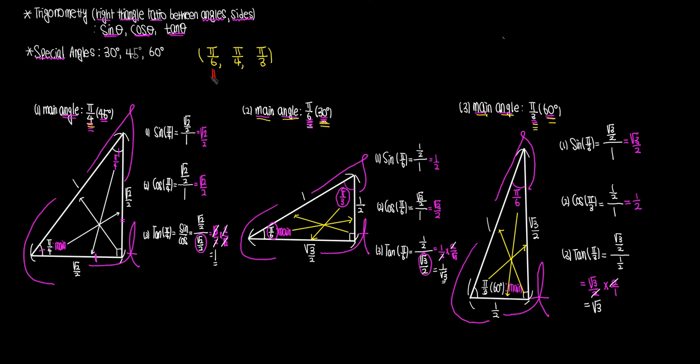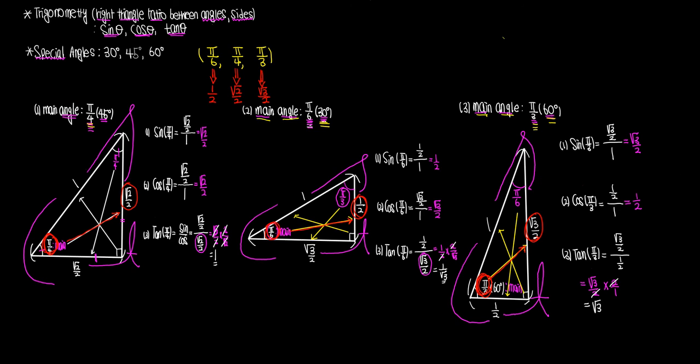The side where the pi over 6 angle was facing had the ratio of 1 over 2 as sides, and the side where the pi over 4 is facing had the ratio of square root of 2 over 2. Lastly, the side where pi over 3, which is 60 degrees, was facing, had the ratio of square root of 3 over 2.